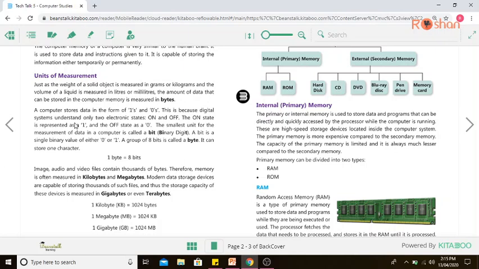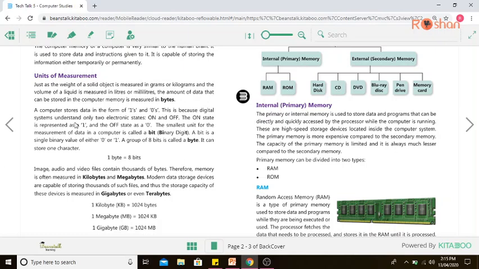So the memory in a computer is measured in bytes. B Y T E S, bytes. So all information is measured in the bytes format.